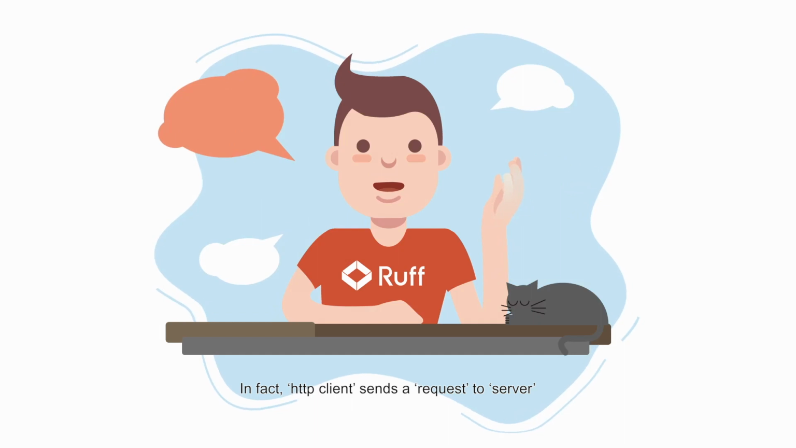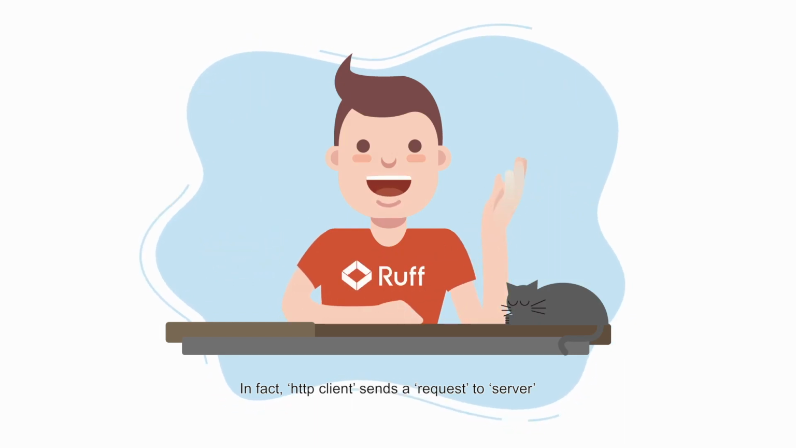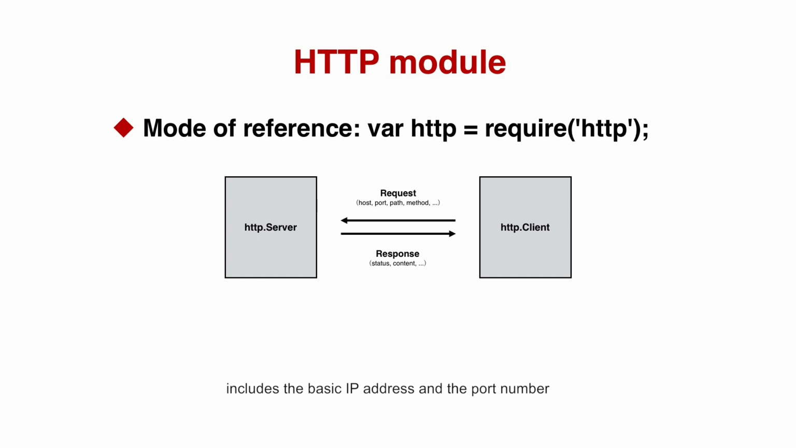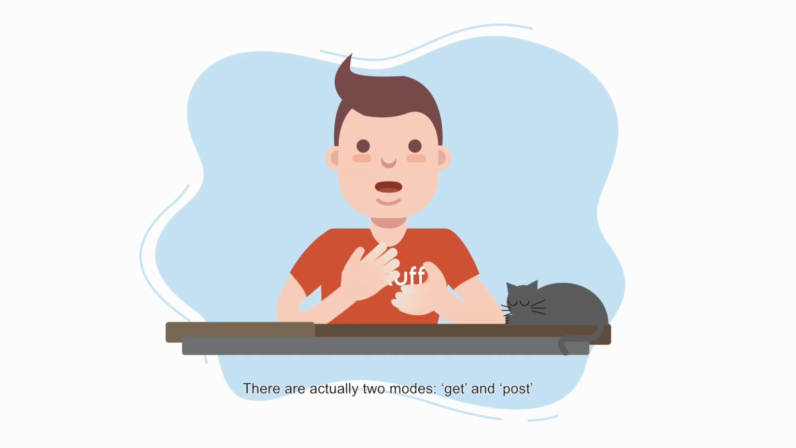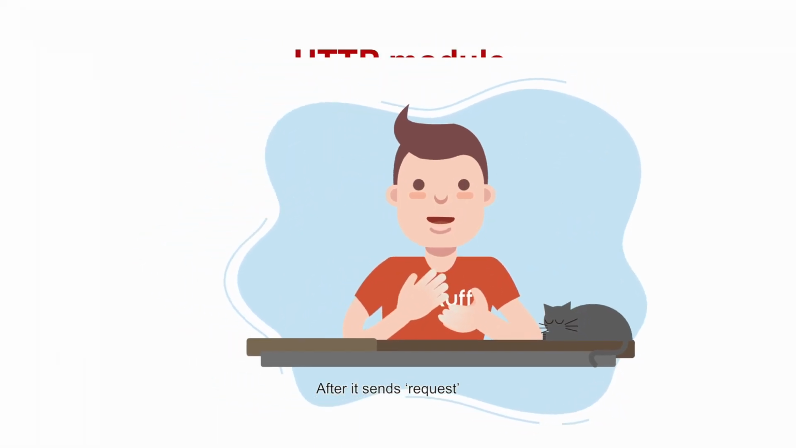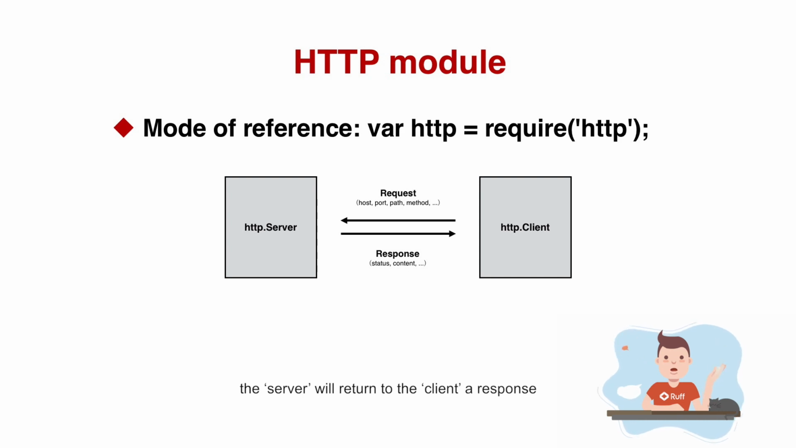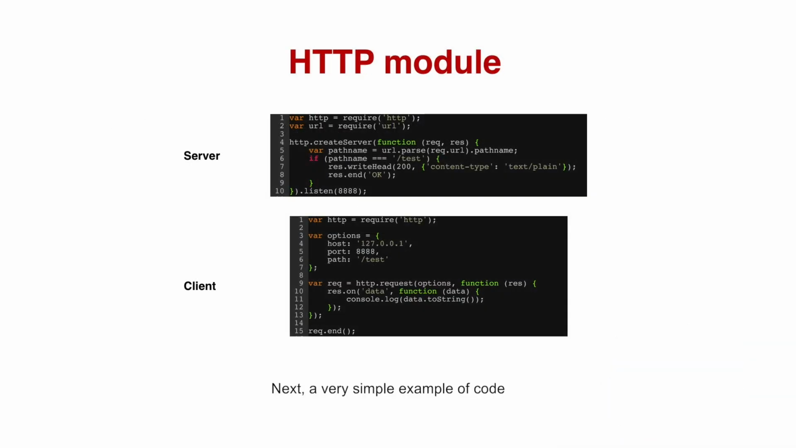And this figure explains in a more detailed way how to achieve this effect. Let's have a look. In fact, HTTP client sends a request to server. And this request includes the basic IP address and the port number, as well as path. For example, the access path and mode of access, which will be talked about later. There are actually two modes, get and post. After it sends request, the server will return to the client a response. And this response contains the response code and some other content inside. Next, a very simple example of code. In fact, here we use the HTTP module to achieve a basic effect of access response.